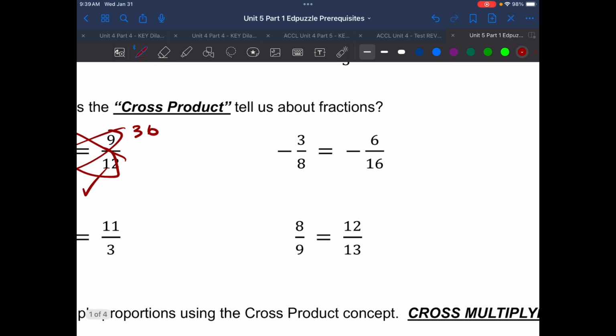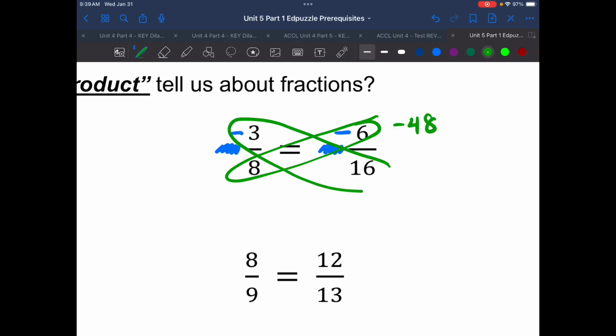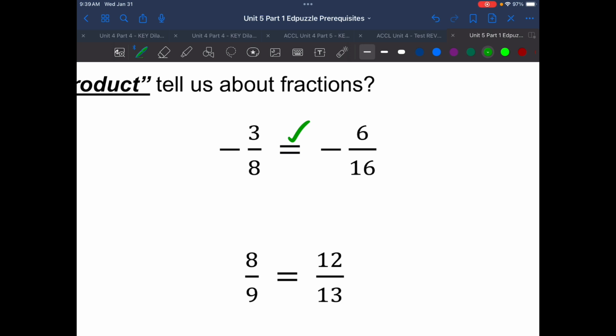Let's try the other couple examples here. All right, so for example, and remember before, I'm going to take my negative and put it either in the numerator or denominator. So let's give it a shot here, right? So I have -6 times 8, which is -48. And then I have, look at that, -3 times 16, which is also -48. What does that tell us about these fractions? Well, it tells us that the fractions in the beginning were in fact equal or equivalent.